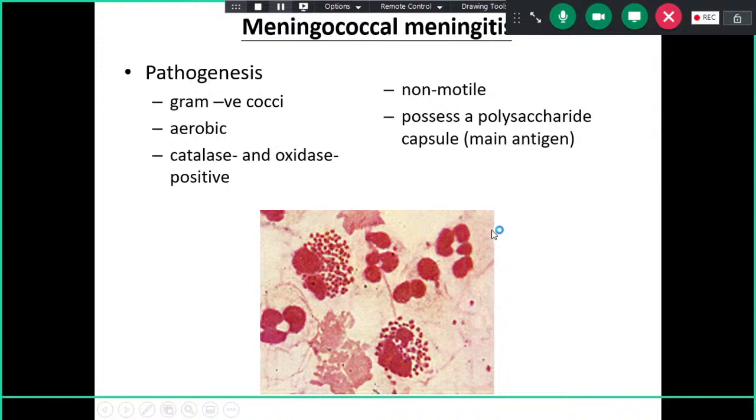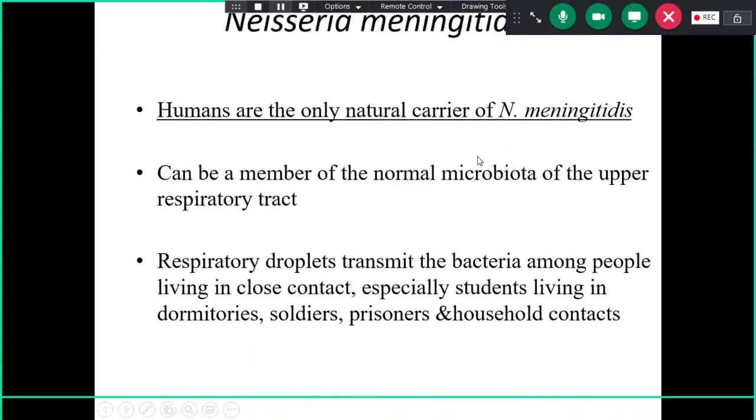Third important organism, meningococcal meningitis. Neisseria meningitidis is a gram-negative diplococcus, as you can see, aerobic, catalase positive, etc. You have to understand that humans are the only natural carrier of Neisseria meningitidis. During the interepidemic period, the organism stays in the throat of some individuals, and whenever the carrier coughs, he gives it to another individual. So respiratory droplets transmit the bacteria among people living in close contact.